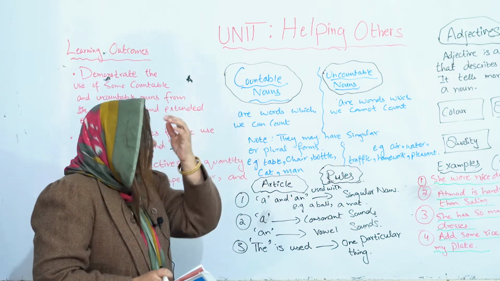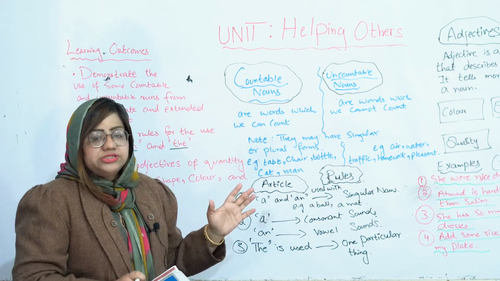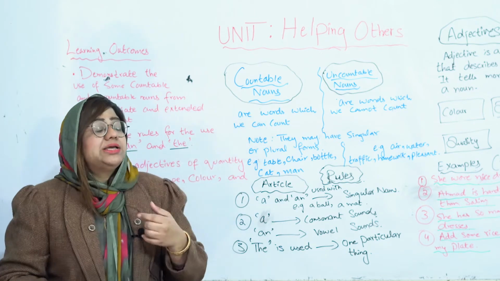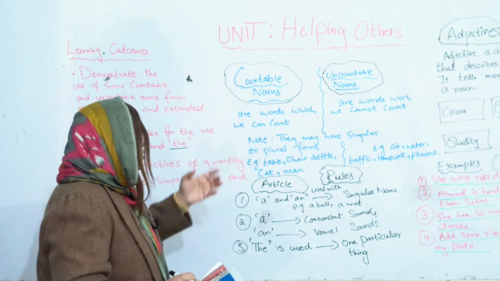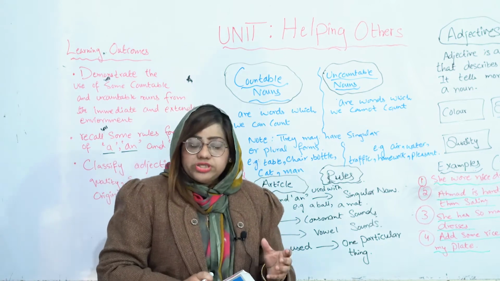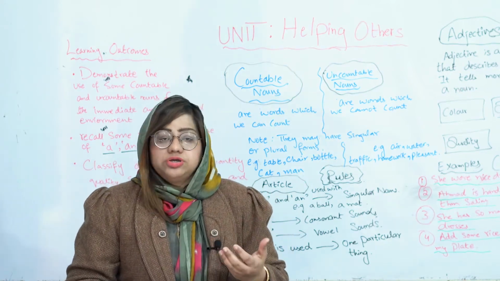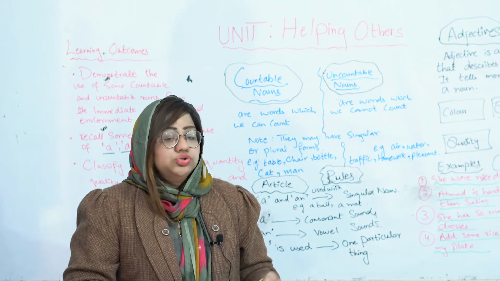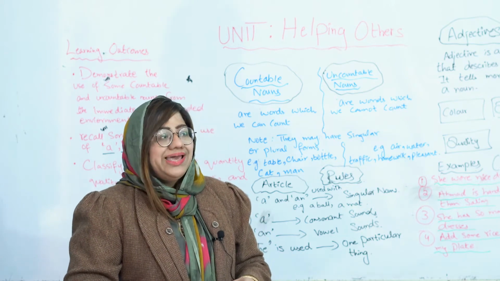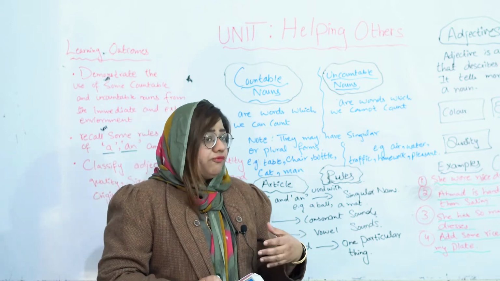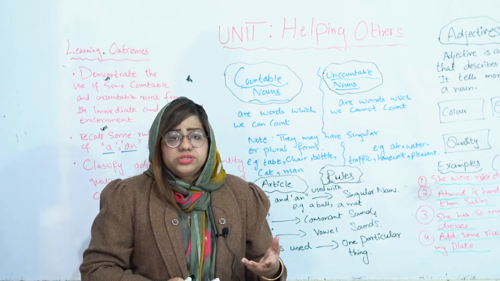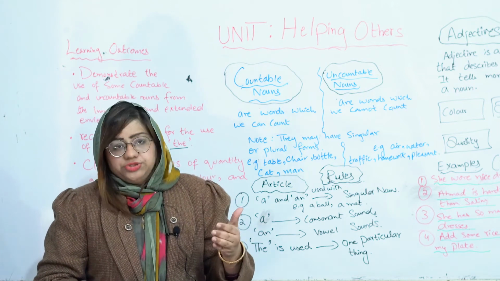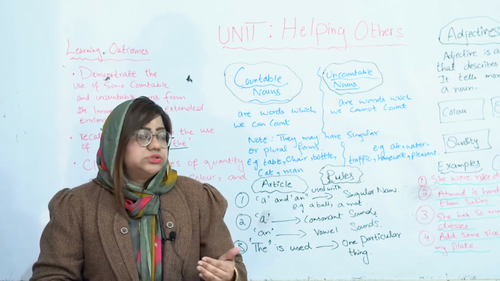Countable nouns, from this word you can identify it. What does it mean? It means the words which we can count. Countable nouns are those words which we can count. For example, 12 pencils, 2 doors, or 18 wooden sticks. These are the countable nouns that we can count, so these are called countable nouns.